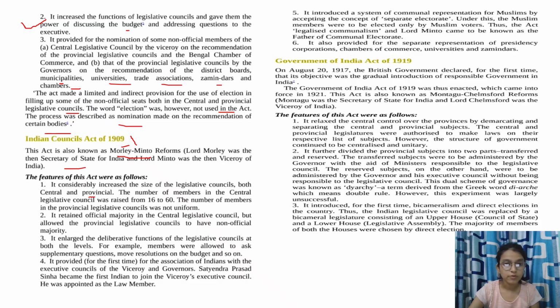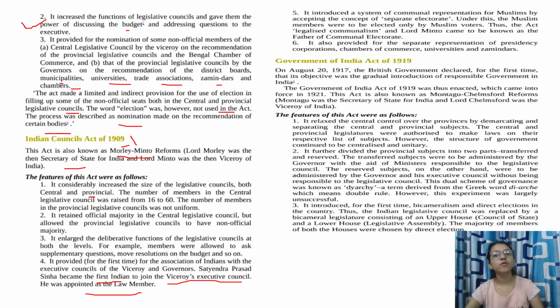It provided for the first time for the association of Indians with the Executive Councils of the Viceroy and Governors. Satyendra Prasad Sinha became the first Indian to join the Viceroy's Executive Council. He was appointed as the law member. So he was the first Indian to be appointed as the law member.